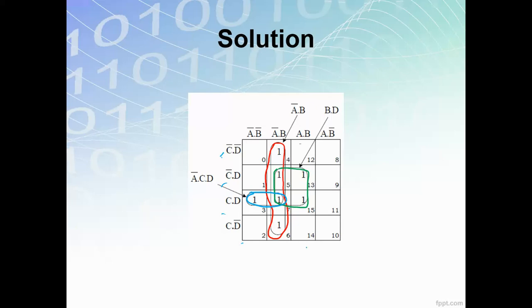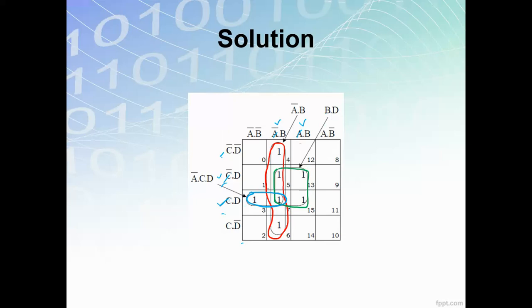B. Right? And then for the green loops, when you write the expression, look at the columns involved, which are A bar dot B and AB, and the rows will be C bar dot D. So now you look at A bar dot B and A dot B, A bar and A can be eliminated, so you get B for the columns. For the rows, you can eliminate C bar and C, so you get D. So the green loop here will be represented as B dot D.